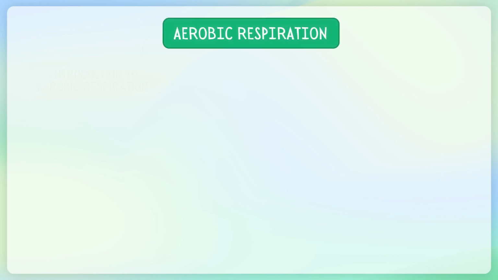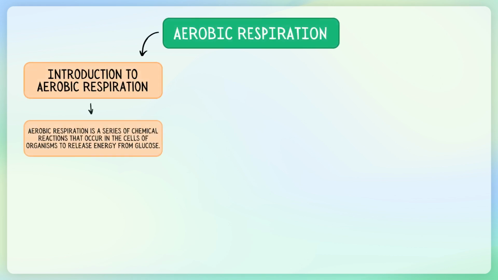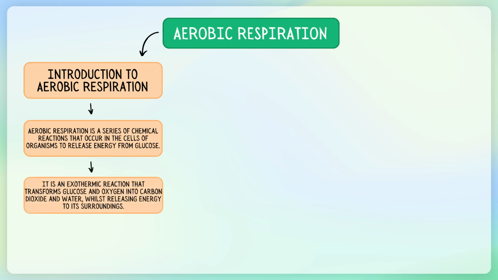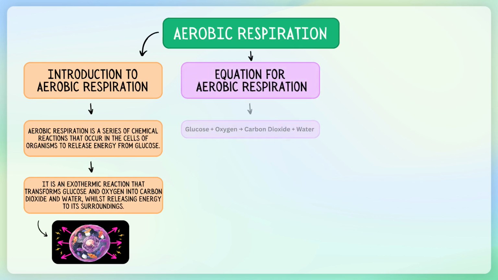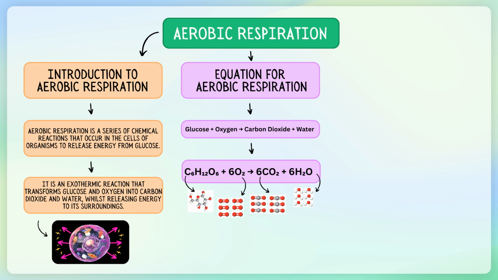To sum up, aerobic respiration is a series of chemical reactions that occur in the cells of organisms to release energy from glucose. We learned that aerobic respiration is an exothermic reaction that transforms glucose and oxygen into carbon dioxide and water, whilst releasing energy to its surroundings. The equation for aerobic respiration is glucose and oxygen is turned into carbon dioxide and water. And we also looked at the chemical equation for this process.